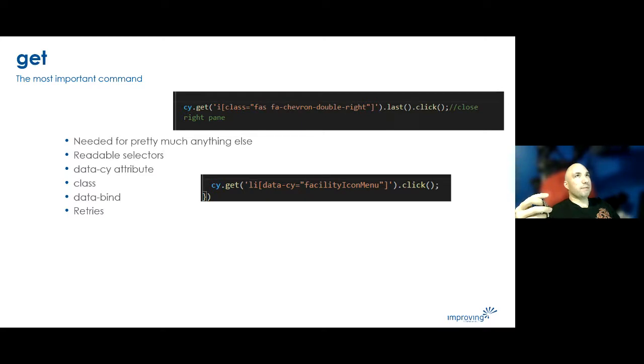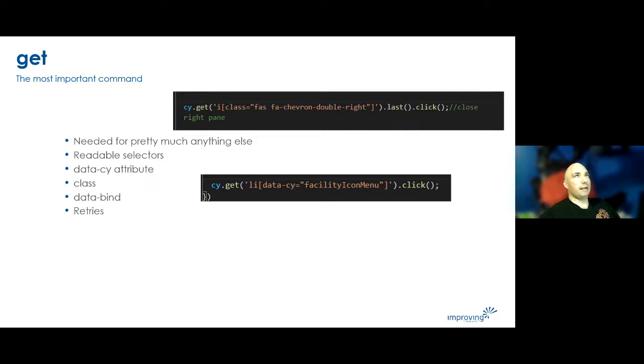One of Cypress' claims to fame is the readability, and so your selectors are one of the big ways that Cypress is readable. Now, this example here is not the most readable in the world. What is a class fas? I don't know, but if we read a little further, we see it's a chevron double right. So from that, we can deduce that it's something to do with a double right chevron, maybe an icon, and that's what this is doing. It's clicking an icon.